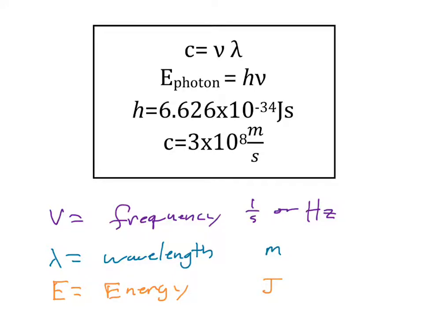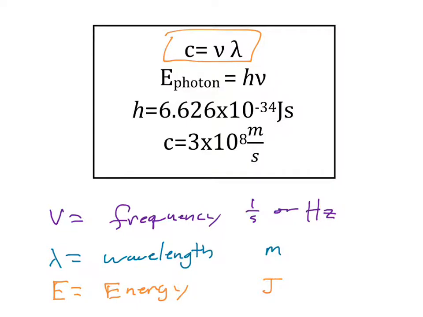Let's go ahead and do some practice problems where we're calculating frequency, wavelength, or energy. And so what we're going to do is we're going to use these equations here. We have these two equations that we're going to use to calculate one of these three variables. Now notice how this first equation here is c equals v lambda.